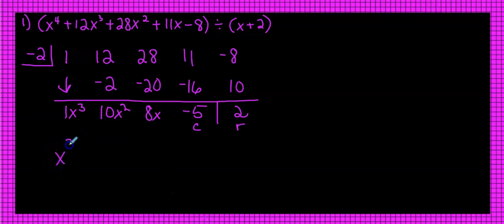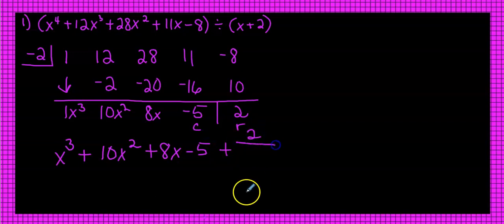x cubed, I don't need the 1, plus 10x squared plus 8x minus 5. And this is a positive 2, so I'm going to put a plus. The 2 is the remainder, so it goes in the numerator, and the denominator is my original divisor. So this is the answer.